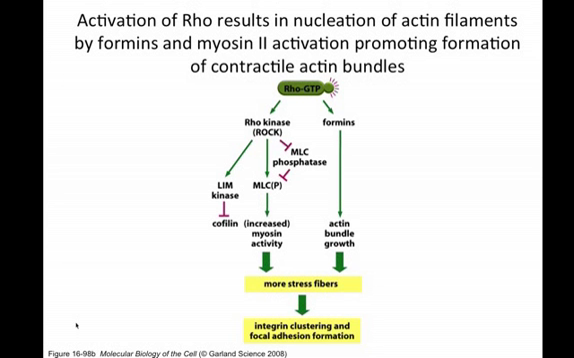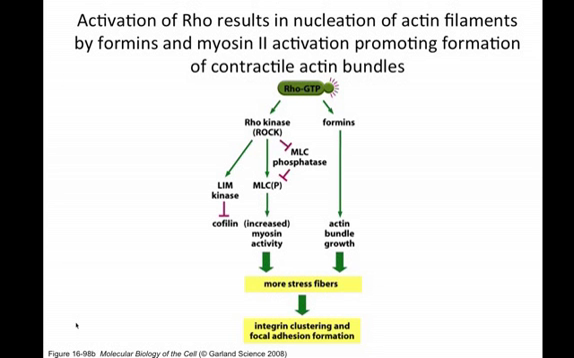remember when we learned about myosin and how it could be folded up and inactive, or the light chain could be phosphorylated and it could be activated. So you inhibit the phosphatase, which allows more myosin light chain phosphorylation, which increases your myosin activity.